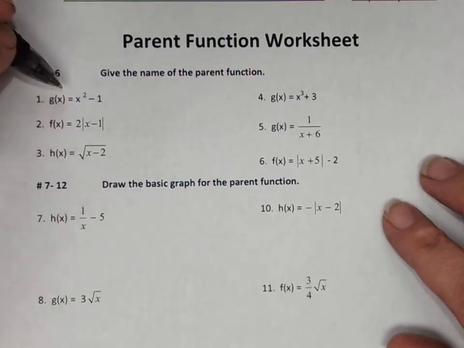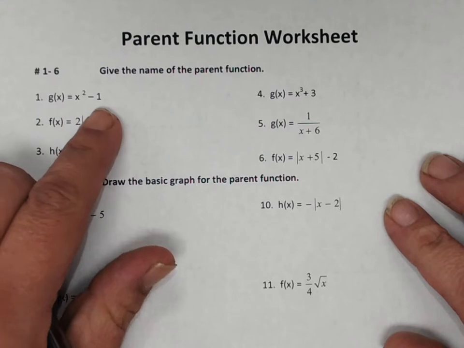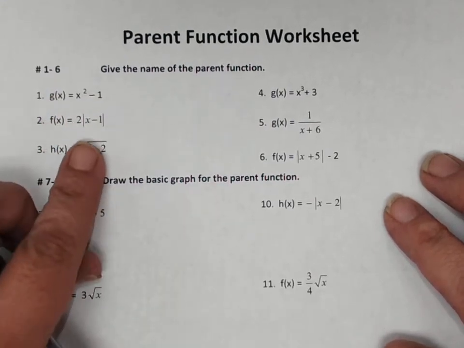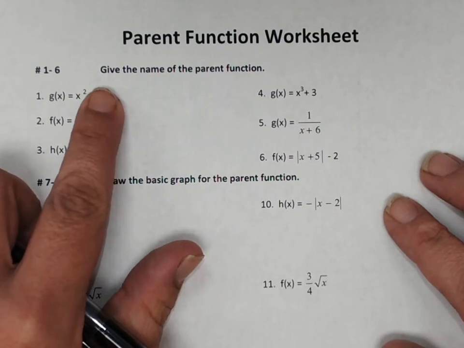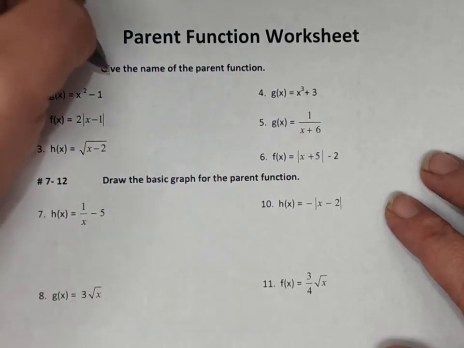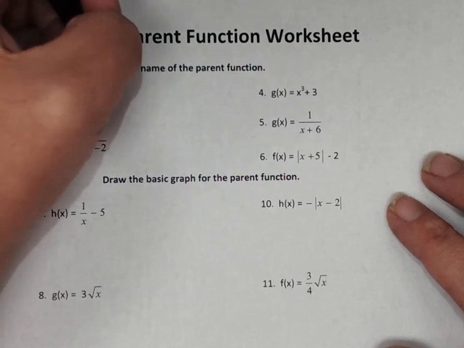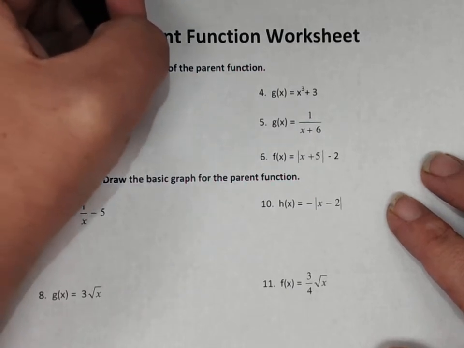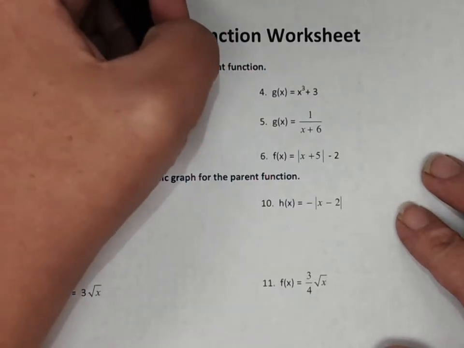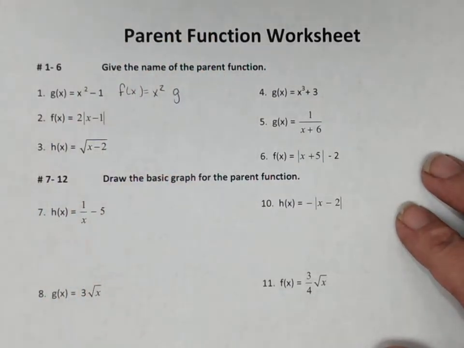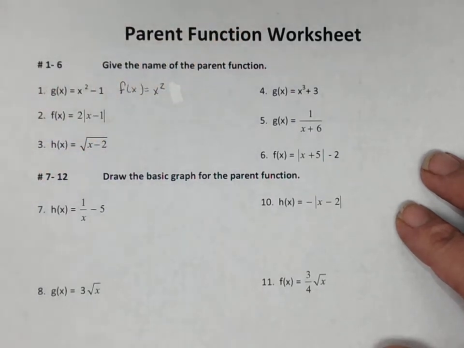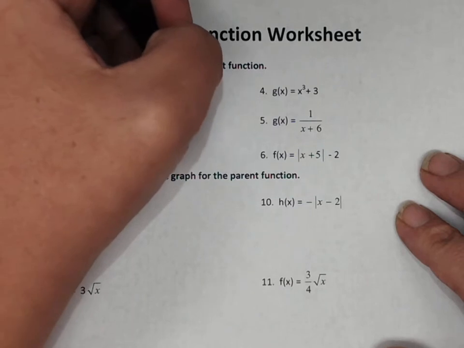So here I'm seeing an x squared. Even though I've got this -1, the parent function of this graph, what we really have to do is kind of disregard this -1. Well, this parent function must be the quadratic, right? So we could say f of x equals x squared. That would be one way to answer. Or we could say that the parent function is, excuse me, not a g, is a quadratic.